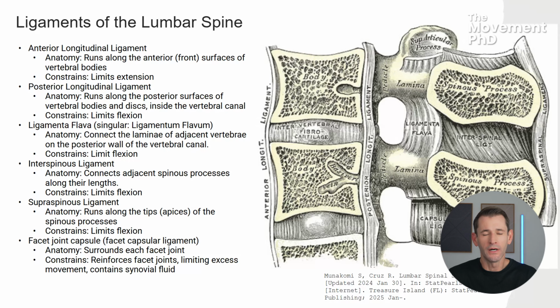So supra, above spine. So the supraspinous ligament is along the tips of those spinous processes. Again, it's going to limit flexion. The final ligament is the capsule itself around those facet joints.